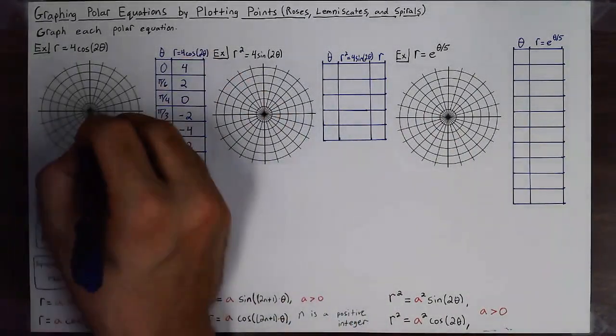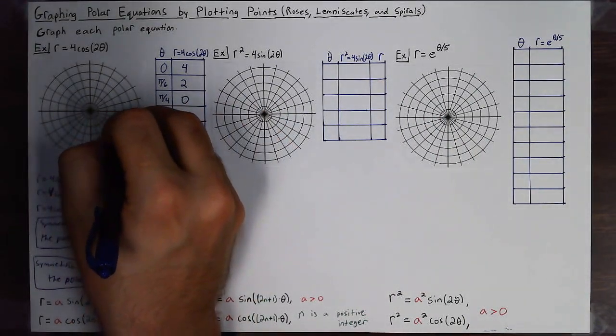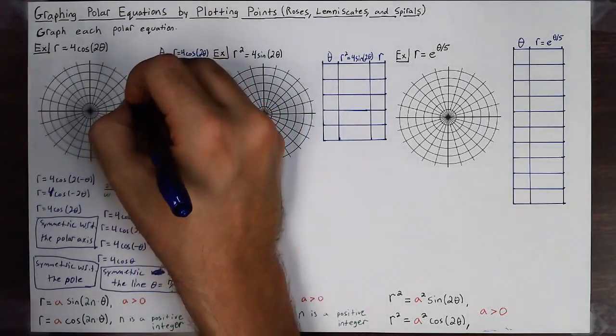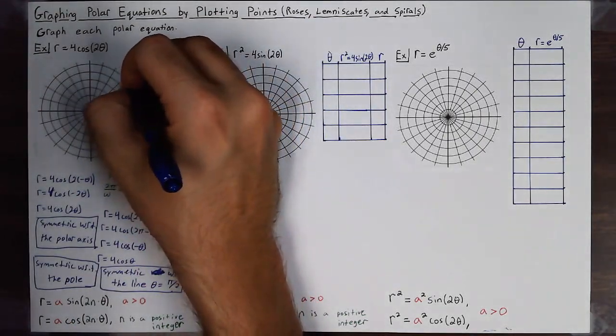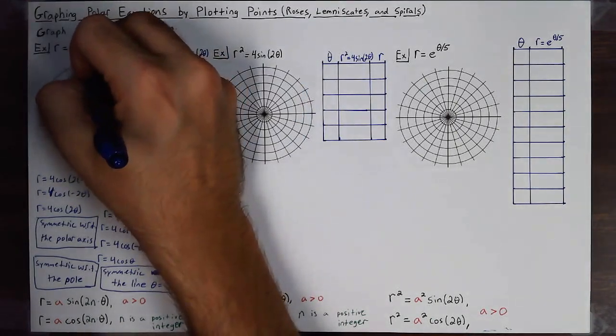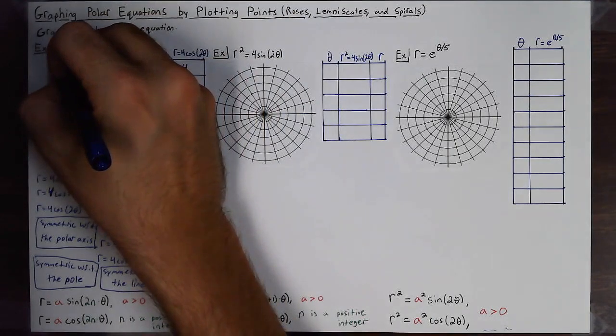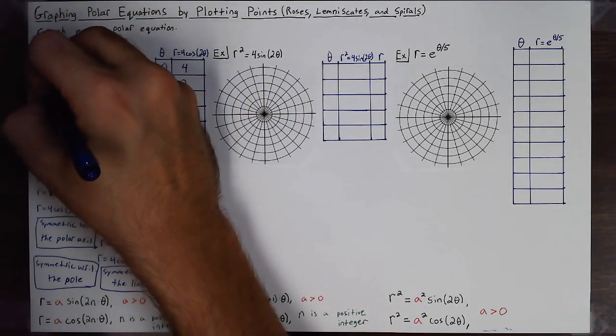So I'm going to start with 0, 4. So 1, 2, 3, 4. Then pi over 6. This is pi over 4. I'll just label these real quick. Then pi over 2 up here. Then 2 pi over 3, 3 pi over 4, and 5 pi over 6. And then pi.